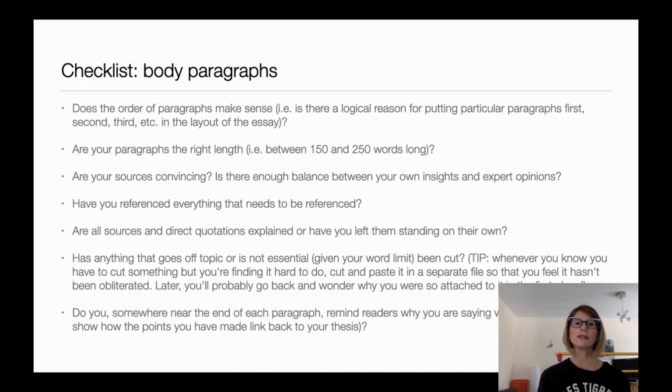Are all the sources and direct quotations explained, or have you left them standing on your own? Now, this is a good one. Anytime you use a paraphrase or a direct quote from another source, you need to comment upon them and link them back into your argument. Show us why they're relevant, okay? They shouldn't just be left sitting there in the middle of your paragraph with no connection to anything that's around them. So just make sure that you're explaining yourself all the time. Why is this point important? Why is this critic's or author's quote significant in the way that you're trying to build your argument?